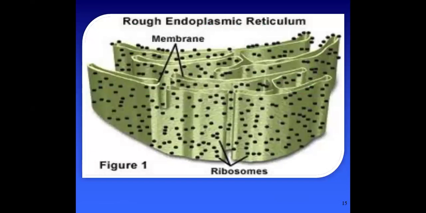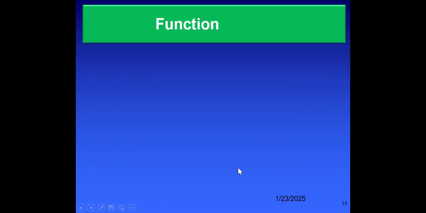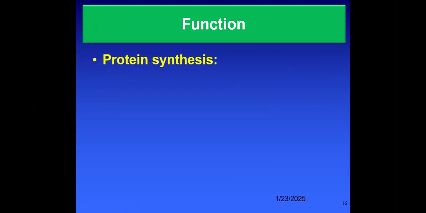This is the structure of the rough endoplasmic reticulum, which is made of different layers, and these layers are known as the cisternae, and these dots which we can see here on this surface are the ribosomes. What is the function of this rough endoplasmic reticulum? As the ribosomes are present here, and the ribosome's main function is protein synthesis, we can also consider this function for the rough endoplasmic reticulum.